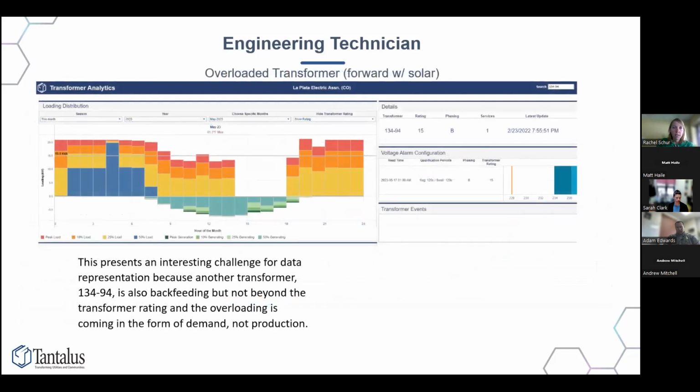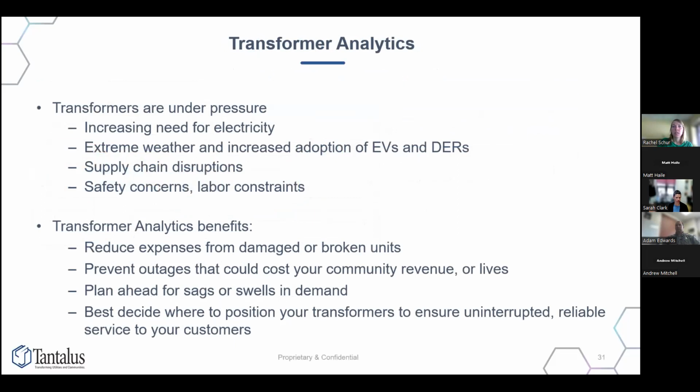And then this one is another interesting find. The transformer is overloaded, but it's overloaded due to people's usage, not because of the solar. So it's interesting, but it's still alarming and showing as a generating transformer on our system, because there are points when it's actually generating more than people are consuming. So it's interesting to have all of that data.